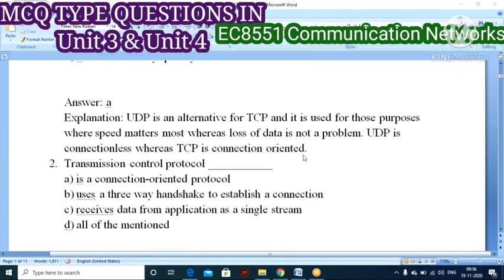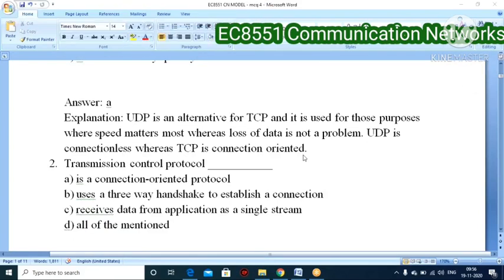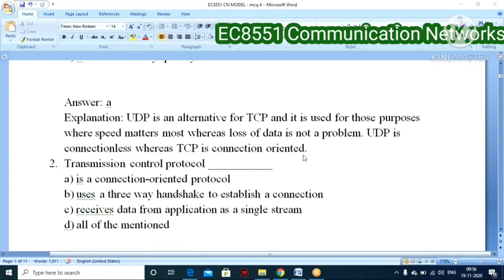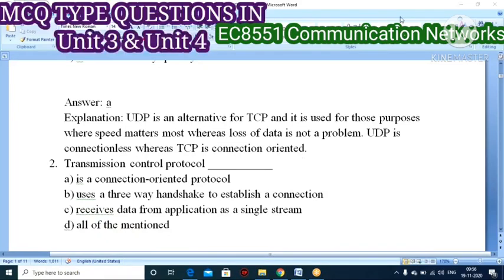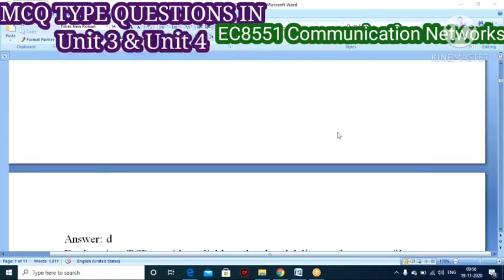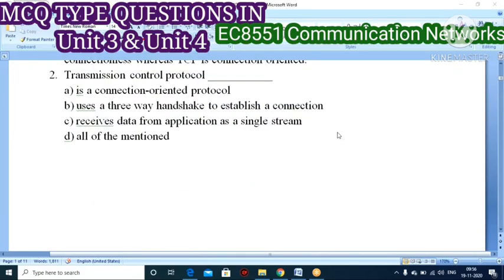Anyone? The TCP protocol is dash. Sir, D, sir. All of the mentioned. Let's check the answer. Yeah, very good. D is the correct one, isn't it?